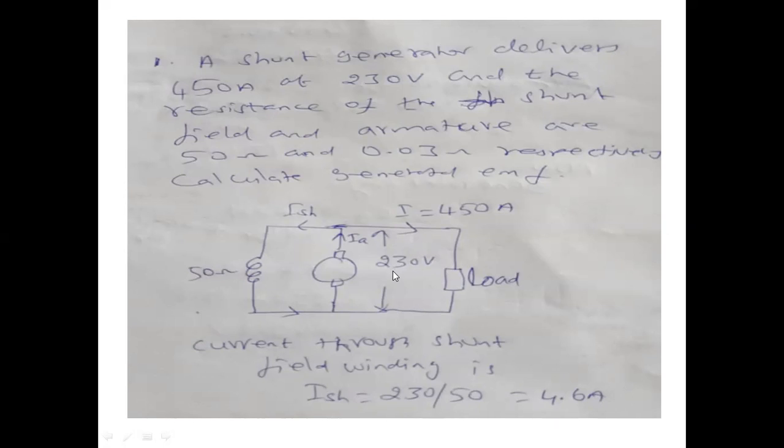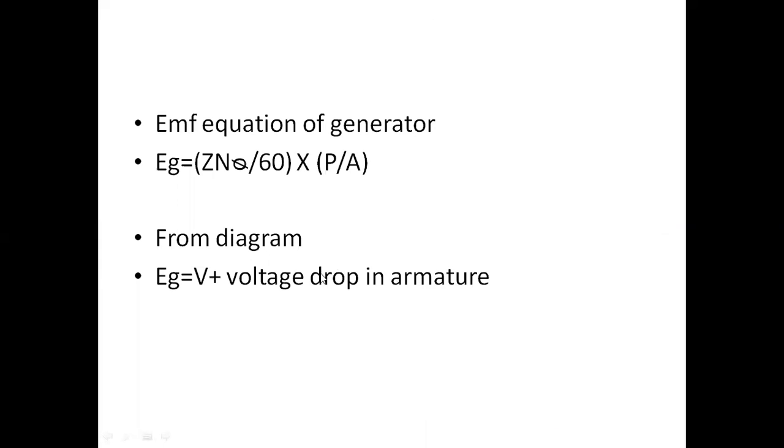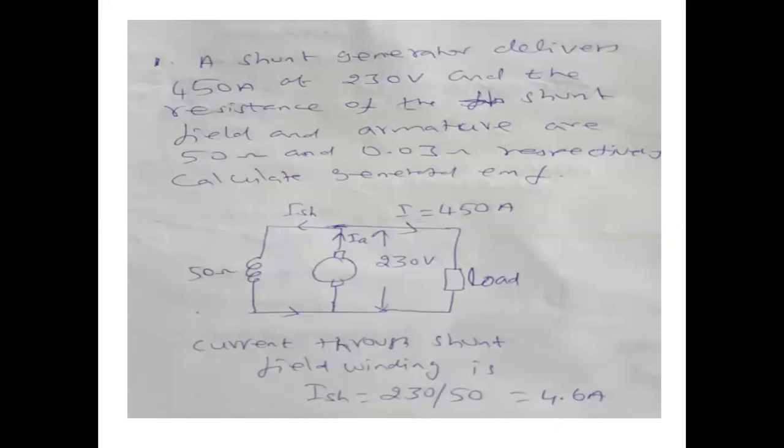That is nothing but 230 voltage. But the value of the drop in the armature is not given, so we have to calculate the voltage drop in the armature. How can we calculate it? The voltage drop in the armature is the current flowing through the armature winding, IA, multiplied by the armature resistance. The armature resistance is given as 0.03 ohm, but the armature current is not given, so we have to determine the armature current.